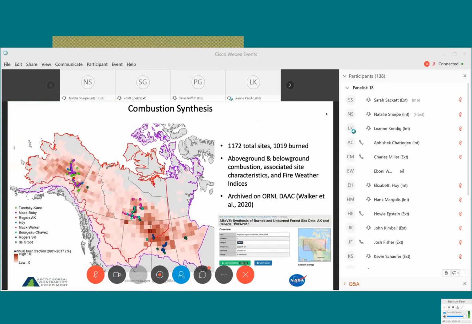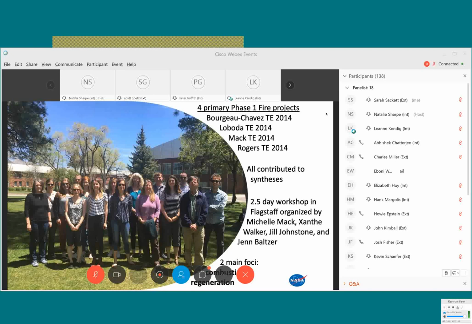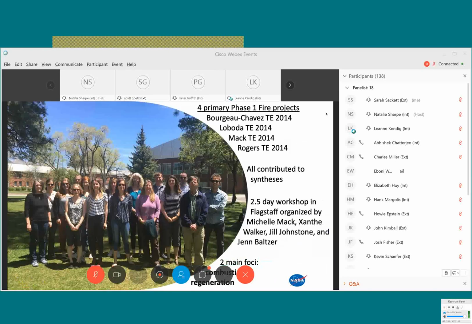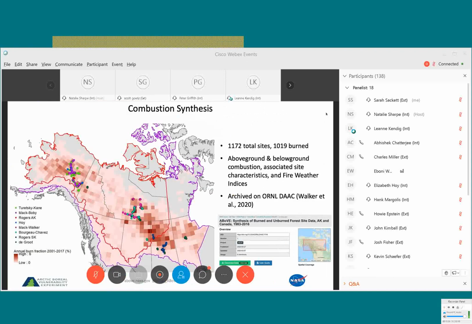So I'm going to start with the combustion, which has been the majority of the work. We have a database now, just recently archived on the ORNL DAAC, Walker et al. You can see on the map our sites by the different groups, covering a lot of the ecosystem gradients and fire frequency gradients that we're hoping to get. Not perfect, but it's pretty darn good.